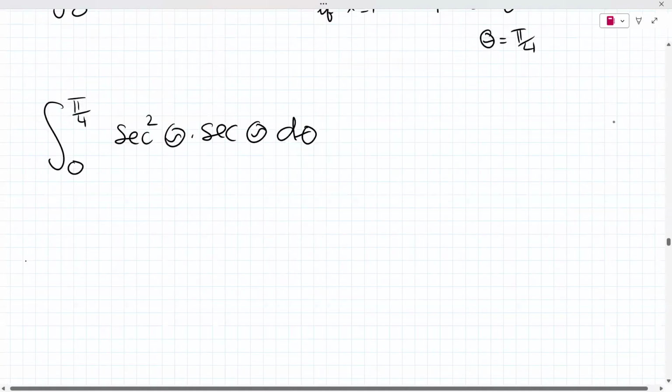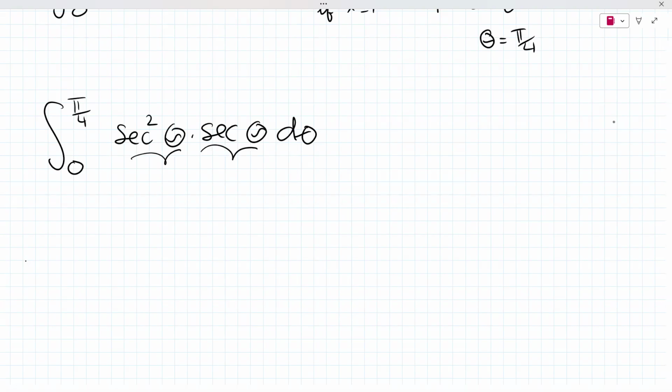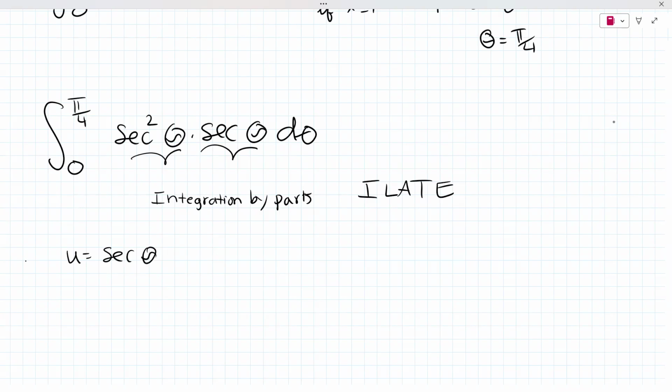How are we to take the integration of this? So it's two things that are multiplying, so that's a big clue. We're going to do integration by parts. What do you think our u and what do you think our dv is going to be? I think our u is going to be secant theta, and my dv is the leftover, which is secant square theta d theta.